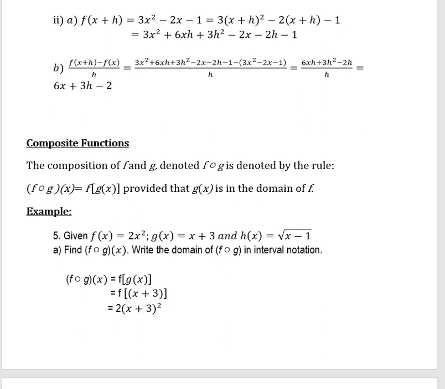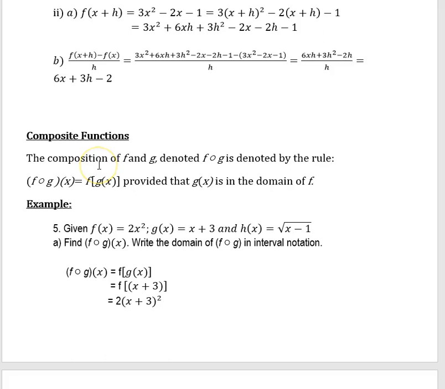In the composite function, it is more or less like talking about a function of a function. The composition of f and g, denoted by f composite g, is denoted by a rule. How do we know the rule? If I write something like this for you with a small circle, that is the composite function. It means the g of x here becomes the input to be plugged into the f of x function.